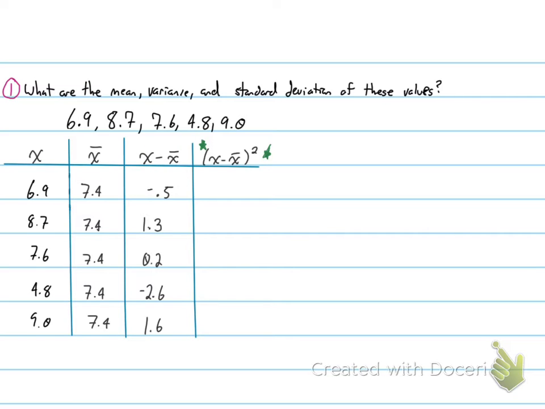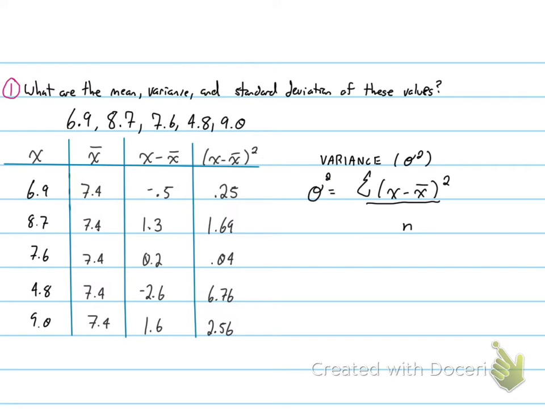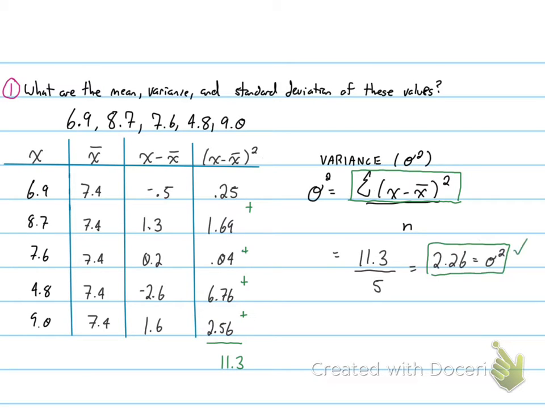And then finally, for this last column, I take that value and I square it. And then I'm done. Now I can find the variance. For the variance, I'm going to add up all of those squared values and divide by 5, because that's how many values I have in my data set. So I'm going to add up all these values in this last column. I get 11.3, and I'm going to divide it by 5. So my variance is 2.26. And then finally, to find the standard deviation, I'm going to take the square root, and I get 1.5.